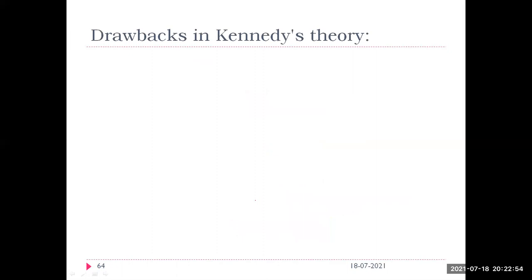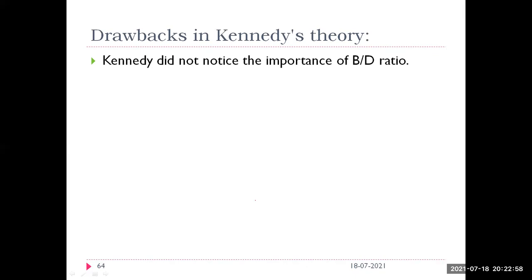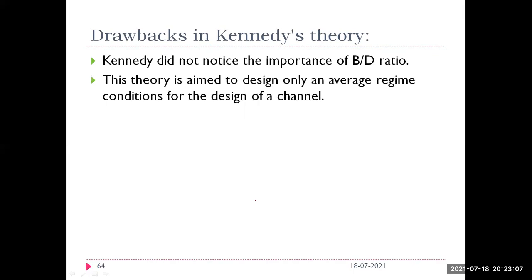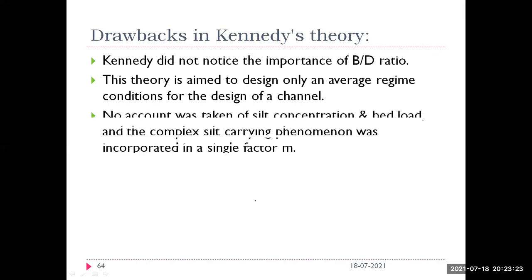In this Kennedy's method, there are some drawbacks. Let us see what the drawbacks are. He did not notice the importance of the B by D ratio in his equation. That is one drawback. That's why this theory aims to design only an average regime condition. Regime means a stable condition, so his theory can be used to design average stable channels or canals.